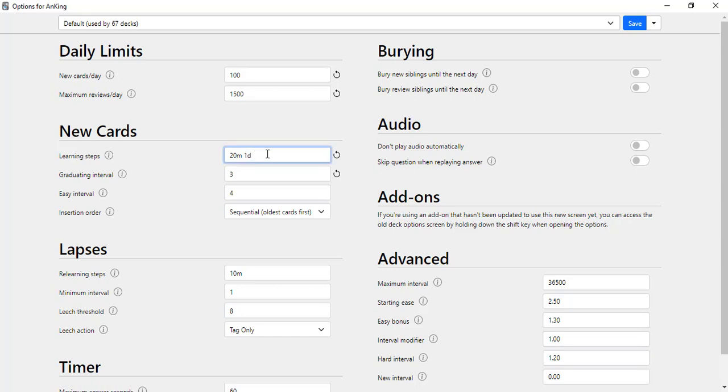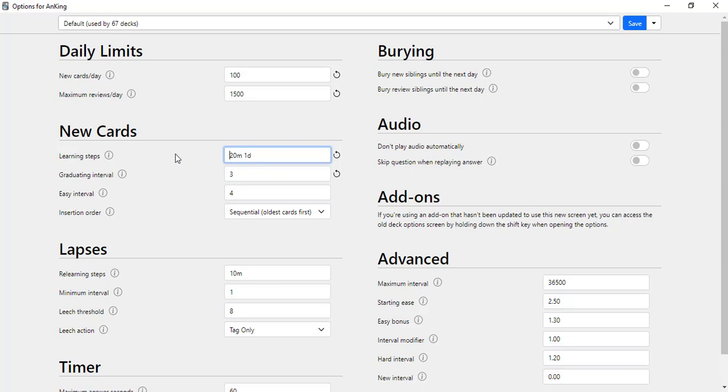You can make the learning process as long as you want, but I've kept it 20 minutes and one day. In your case, maybe it's 1 minute and 10 minutes, which is the default in Anki. What this means is, let's say a new card was shown to me. I did not know the answer. I pressed again. If I press again, the card will be shown to me again in 20 minutes. After showing me the card in 20 minutes, if I still don't know the answer, it will keep repeating this step until I know the information.